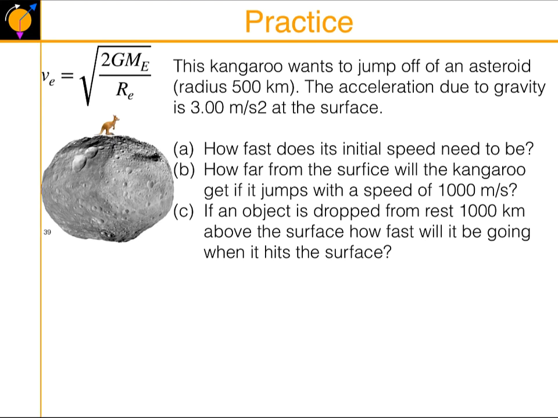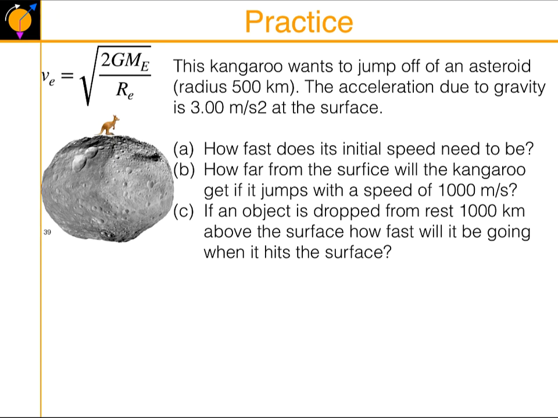Let's look at a slightly more interesting question. Here we have a kangaroo that wants to jump off an asteroid. The asteroid has a radius of 500 kilometers, and at the surface of the asteroid, the acceleration due to gravity is 3 meters per second squared. So we're going to figure out how fast the escape velocity needs to be, and then we're going to do a couple of other energy-type problems with this.